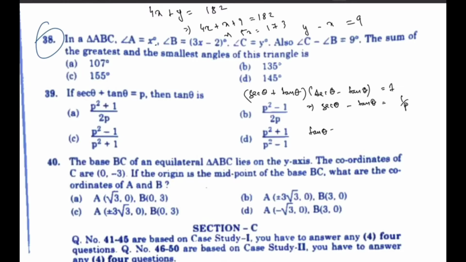So tan theta is going to be sec theta plus tan theta minus sec theta minus tan theta divided by 2. That is p minus 1 by p divided by 2. That will give us p square minus 1 divided by twice p. So this is your correct answer.